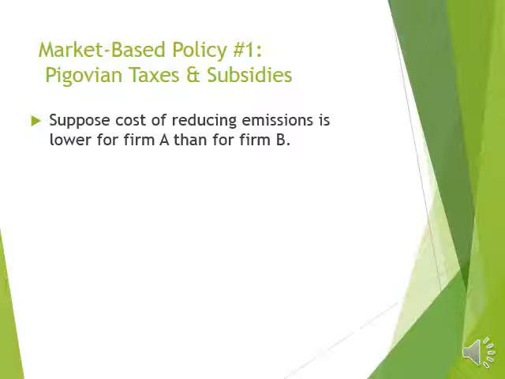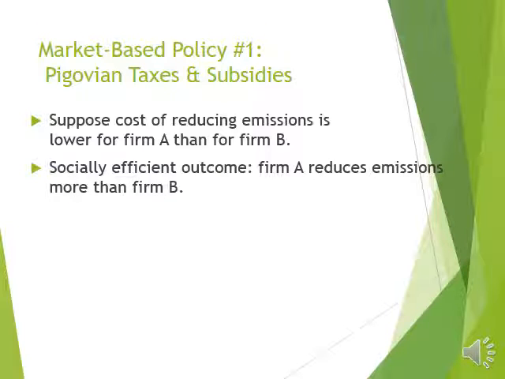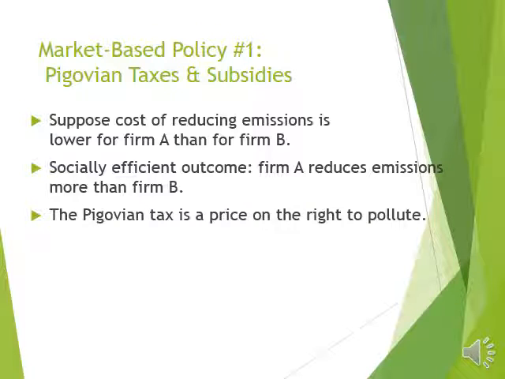Suppose that the cost of reducing emissions is lower for firm A than firm B. Well, if you have a tax, firm A is going to reduce emissions more than firm B. So the socially efficient outcome will be that firm A reduces emissions more than firm B. The Pigovian tax is a price on the right to pollute.